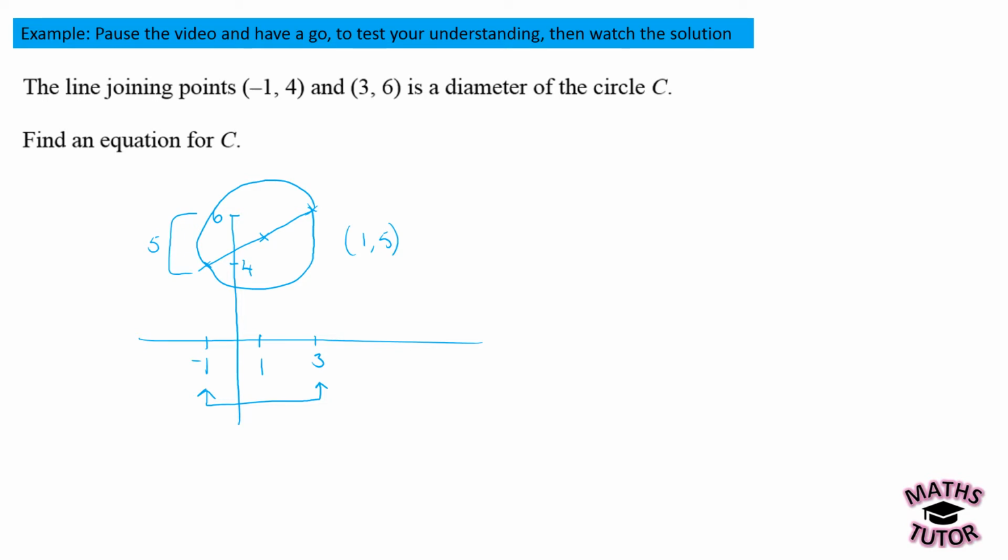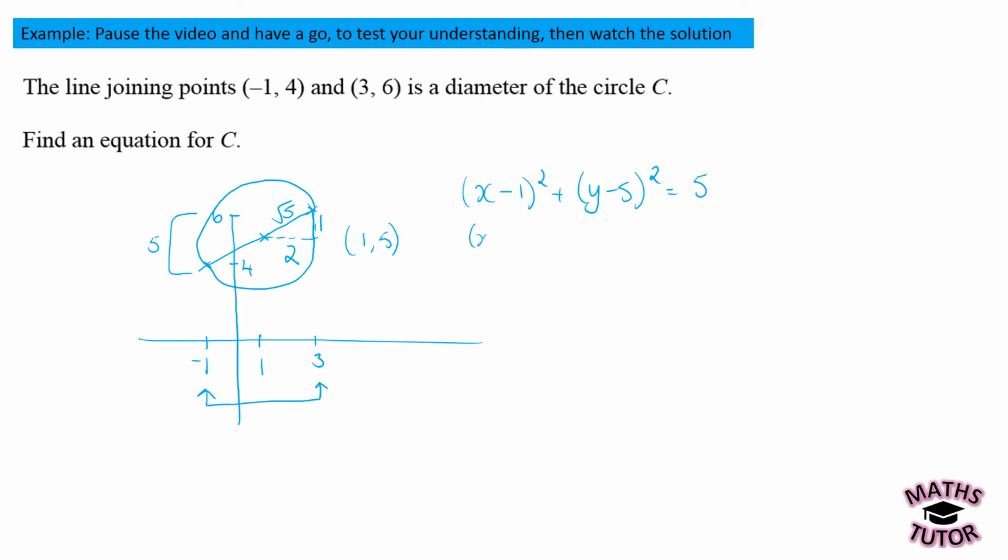And then all we need to do is find the length of the radius. So I can go between 2 points. To go from 1 to 3 is 2, and to go from 5 to 6 is 1. So using Pythagoras, 2 squared plus 1 squared is going to be the square root of 5. So the equation of the circle is (x minus 1) all squared plus (y minus 5) all squared is equal to 5. Now you can leave it like that, which is in center radius form, or you can multiply these brackets out.